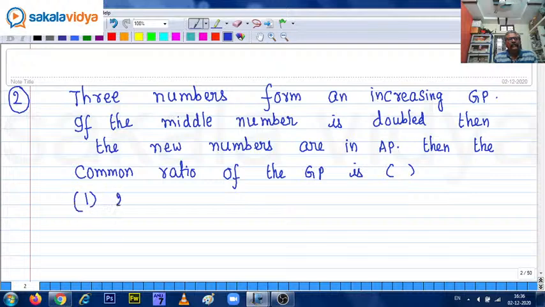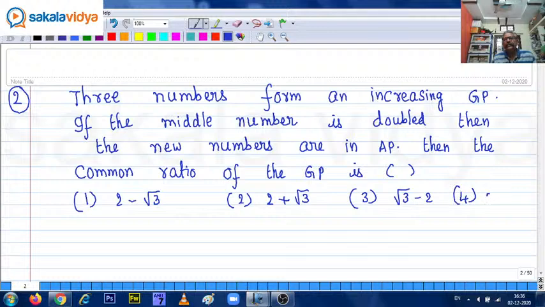First option 2 minus root 3. Second option 2 plus root 3. Third option is root 3 minus 2. Fourth option 3 plus root 2.